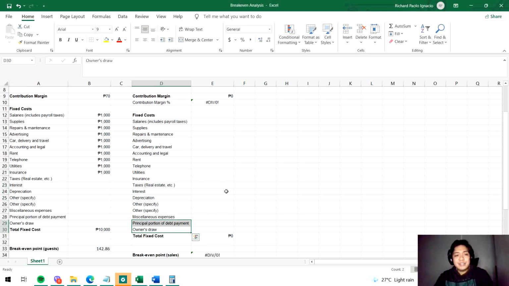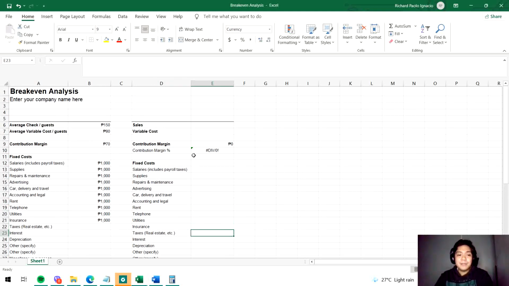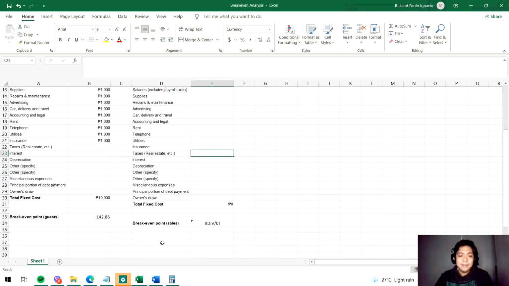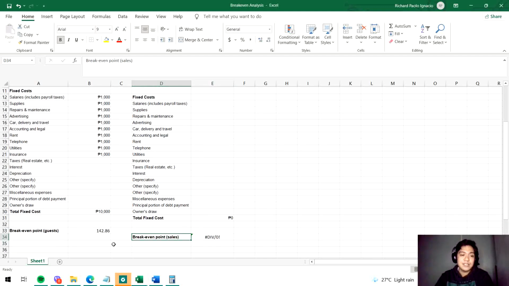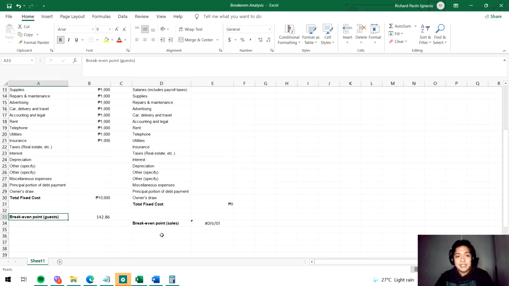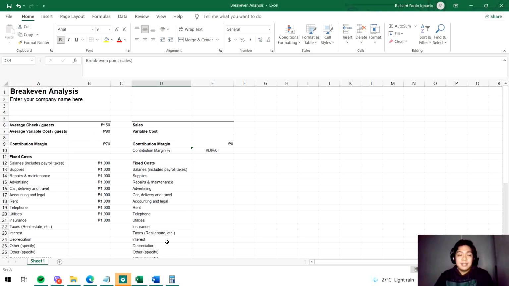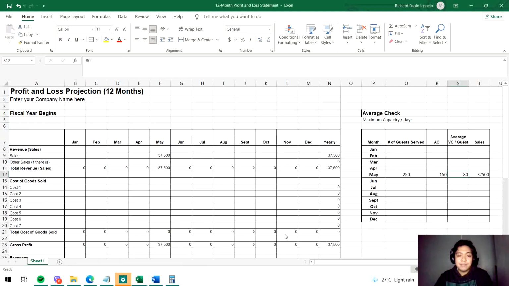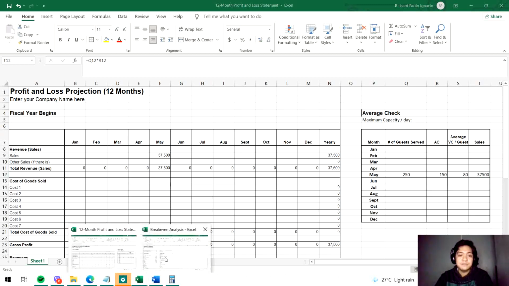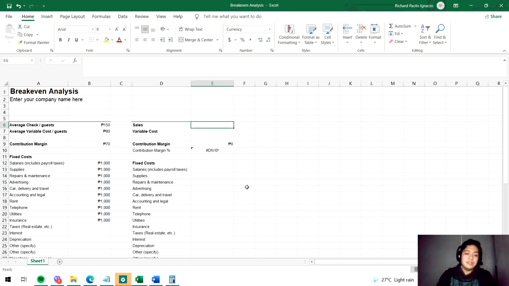Now, let's try to identify break-even point by sales naman tayo. This one is per guests. This one is per sales. Gamitin natin yung same data dito sa ating previous table. We have here sales of 37,500. So, lalagyan natin dito is 37,500.